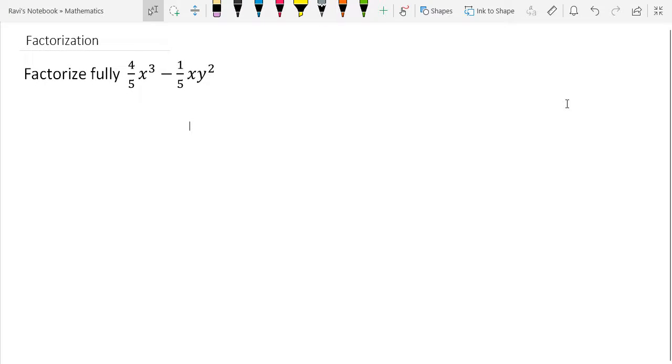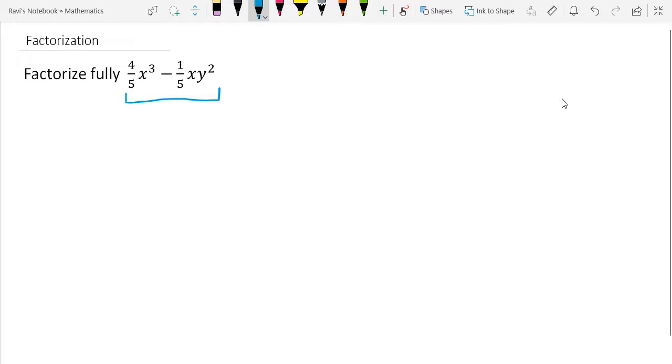Hi, we are now going to look at a factorization question. The question asks us to factorize 4/5 x cubed minus 1/5 x y squared. So in factorization, we try to look at the common terms and then bring them out.